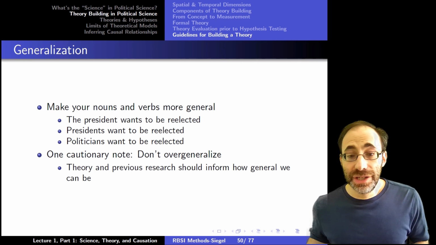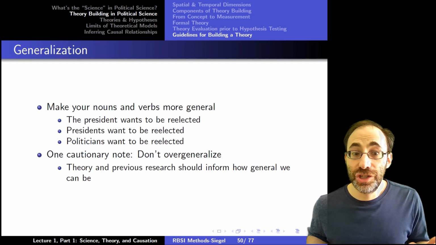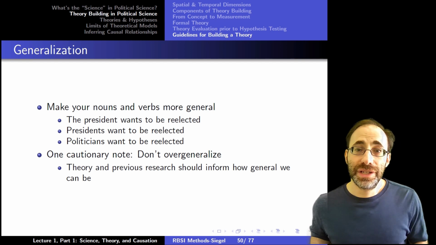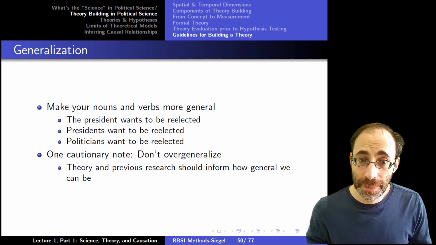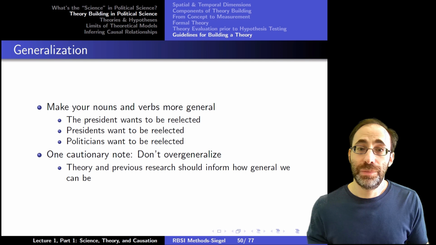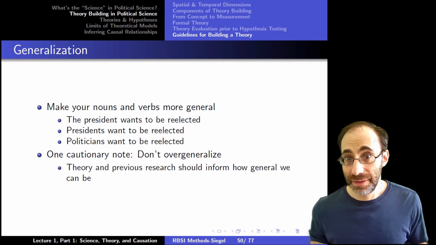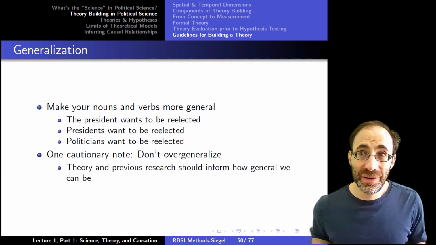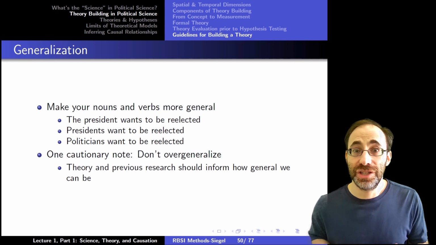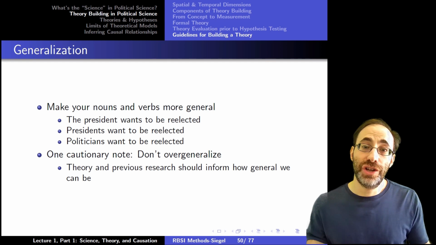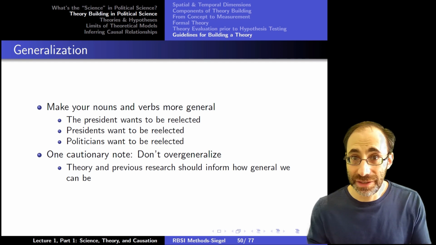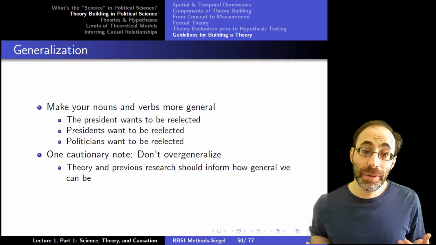To get at generalizations, it's important to make our nouns and verbs general, right? Rather than discuss this president wants to be reelected, we move more generally to presidents want to be reelected. Or maybe if our theory is not just about presidents, but about politicians in general, we move even more generally from presidents want to be reelected to politicians want to be reelected.